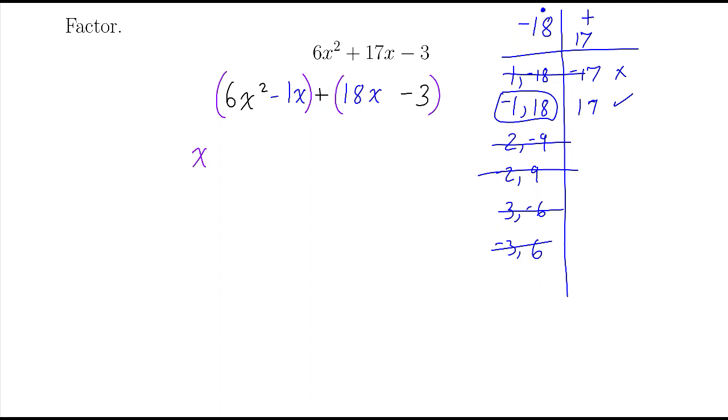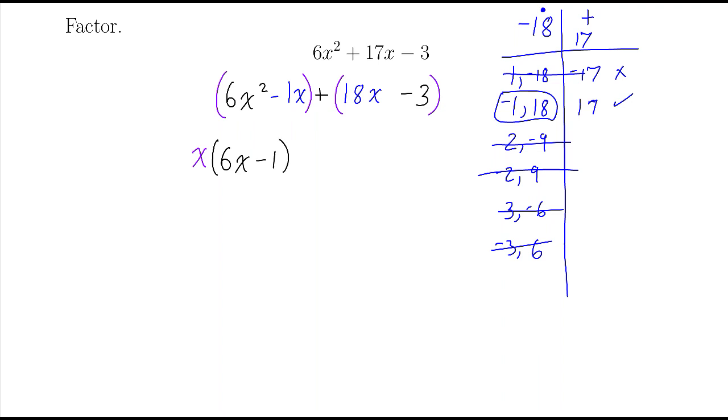Okay, well, let's say I'm dividing that x out. I'm factoring it out. If I divide out that x, what am I going to be left with? Well, 6x squared divided by x is just 6x. And negative 1x divided by x is negative 1.